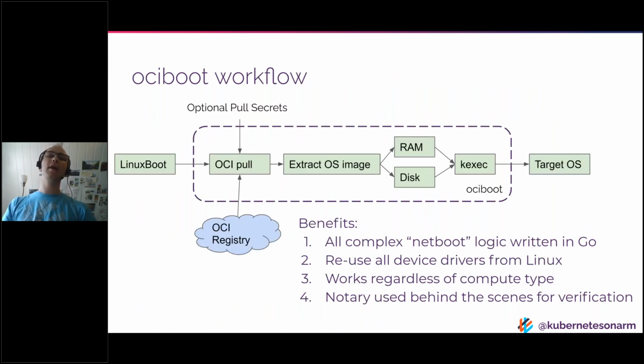So this is what it looks like. LinuxBoot starts OCI boot, as I call it. This is not yet implemented, but it's an idea that I'm going to explore very soon. You provide some pull secrets. OCI boot does a normal OCI pull from some place on the network, then extracts the OS image from there, loads it into RAM or onto disk, and then does a kexec, and boom, we have booted the target OS. Compared with the earlier approach, which only had TFTP or UDP support and no security, this has many benefits. And all the complex netboot logic is written in Go, a memory-safe language.